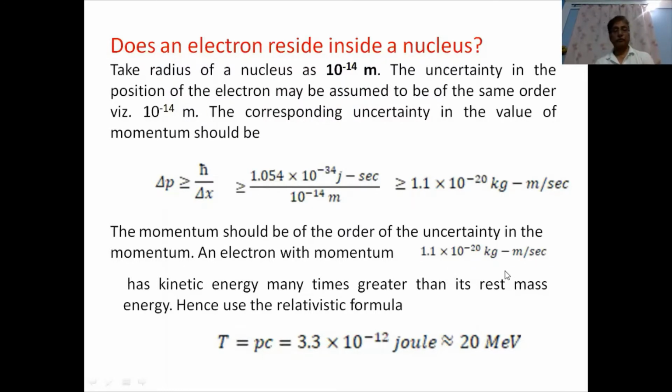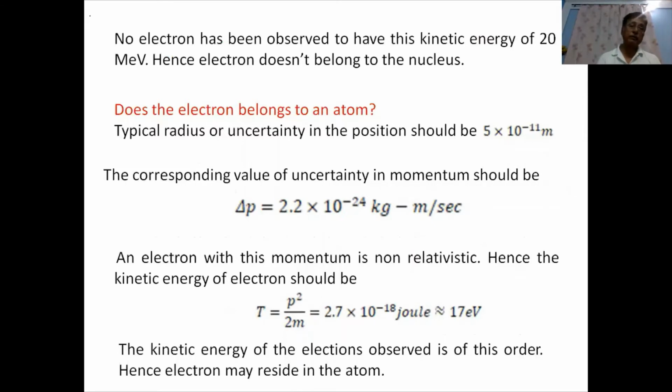Now this much momentum will have kinetic energy many times greater than the rest mass energy of the electron. And hence, for the kinetic energy of the electron, we will use the formula of relativity, that is T is equal to Pc. So P we have 1.1 into 10 to the power of minus 20 kg meter per second, and c is equal to 3 into 10 to the power of 8 meter per second, the speed of light. Then the kinetic energy of the electron, if it resides inside the nucleus, will be approximately 20 million electron volt. We know it for sure.